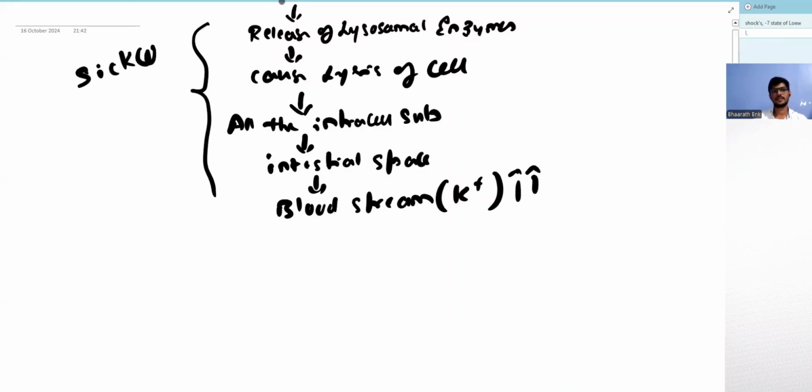The cell is sick. So sick cell syndrome is when the tissue perfusion is so low that the sodium potassium pumps fail, as a result of which the cell swells so much that the lysosomal enzymes get activated, cause lysis of the cell, and release all the intracellular substances, especially the potassium, into the bloodstream. Now, this is the first phase of shock, where it affects the cells.